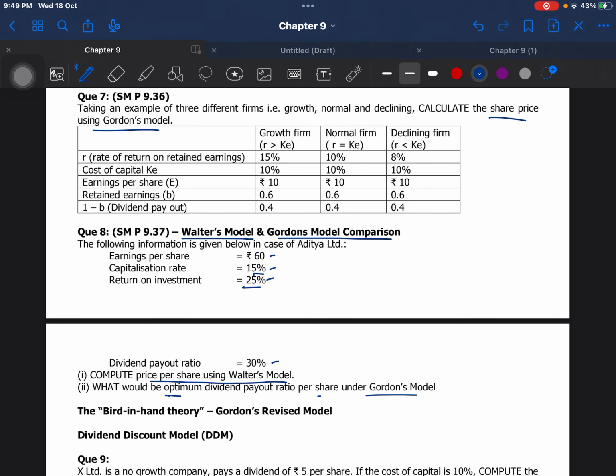Now what is the next question? You need to find the optimum dividend payout ratio under Gordon's model. For this you don't have to find the value per share. What you need to do is see what R is. R is 25% and KE is 15%. So R is greater than KE. If R is greater than KE, the optimum dividend payout ratio under Gordon's model is 0. So the optimum dividend payout ratio is 0 in this case.